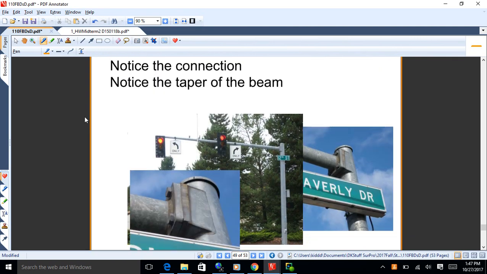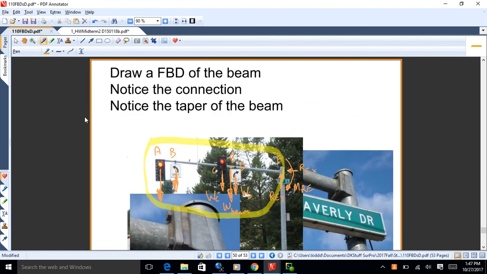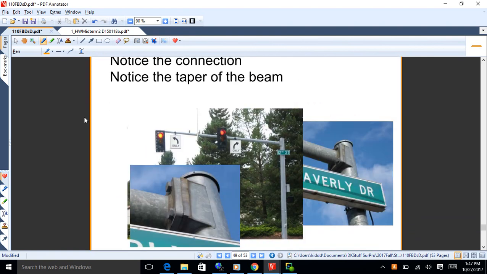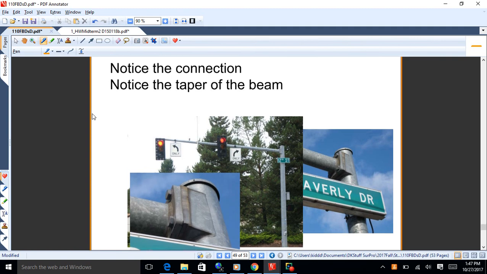All right, we got one more here. Tell you what, this thing has 8,000 little signs and lights on it. How about just ignore the signs? Just have a look at that. That's a standard there for a stoplight, traffic control light. Okay, have a look at the connection there. I've kind of zoomed in on it. And also that beam there is a little bit tapered.